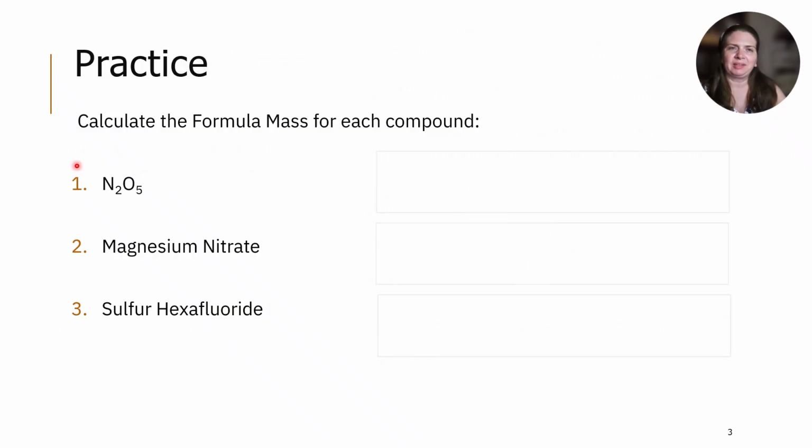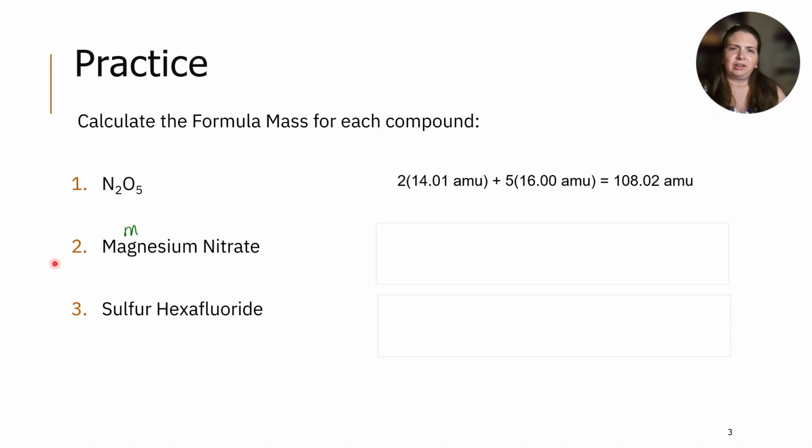Here's a practice problem. Calculate the formula mass of each of the following compounds: N2O5, magnesium nitrate, and sulfur hexafluoride. For the first compound, N2O5, the formula tells us that we have 2 nitrogen atoms and 5 oxygen atoms. Using the atomic masses from the periodic table for nitrogen and oxygen, this gives us a formula mass of 108.02 AMU.